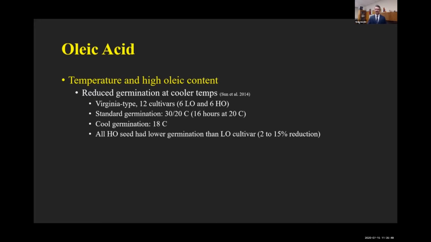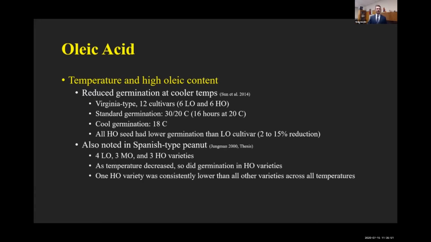A similar study was performed using the Spanish type peanut with 4 low oleic, 3 medium oleic, and 3 high oleic varieties. These investigators also noted that as temperature decreased, so did the germination in all HO varieties. It was also noted that one HO variety was consistently lower than all other varieties across all temperatures.